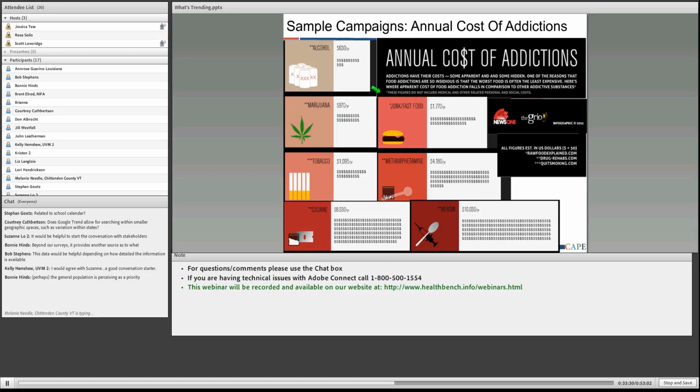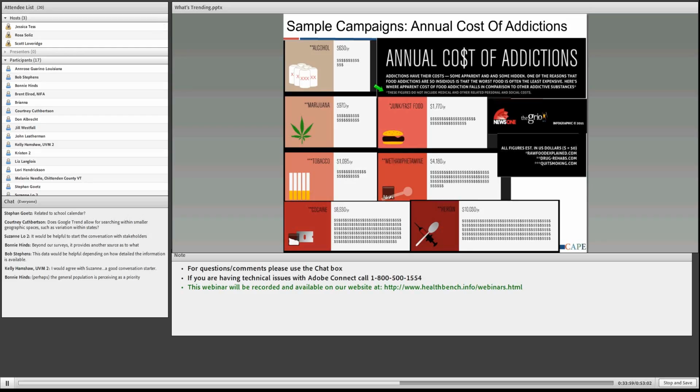And also, I should point out, because it's a little small, that it has a note here that says these figures do not include medical and other related personal or social costs of these addictions. This is just paying for the product, right? So just be aware of that. Yep, that's basically just what this is. How much do you pay per year on average if you have an addiction for one of these things?